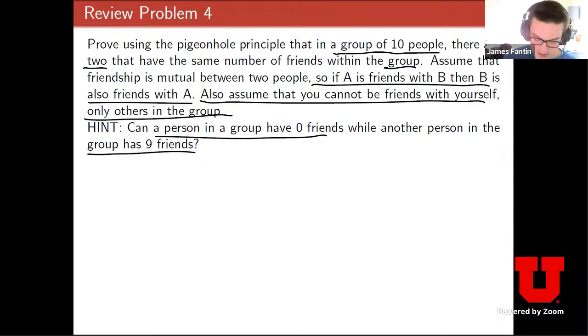Okay, so I'll tackle this. So can a person have, so the answer to this is no, right? A person can't have 0 friends in the group while somebody else has 9 friends, right? Why is that the case? Because we said that friendship was mutual.